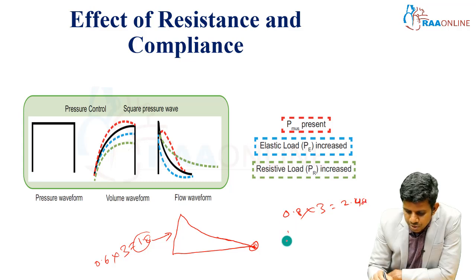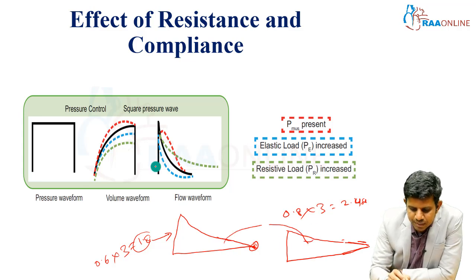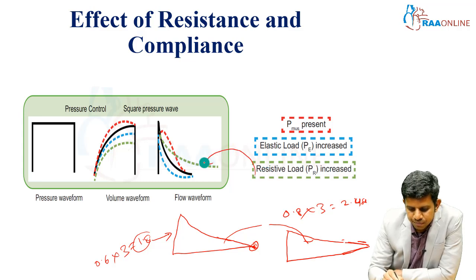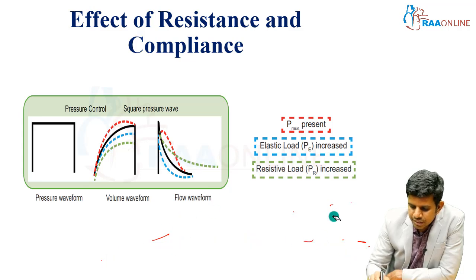Here the inspiration will be prolonged, compared to this one. Normally my inspiratory flow looks like this, but because of the resistive load, my inspiration is prolonged. So that is a resistive problem. The other way around is an elastic load related problem.